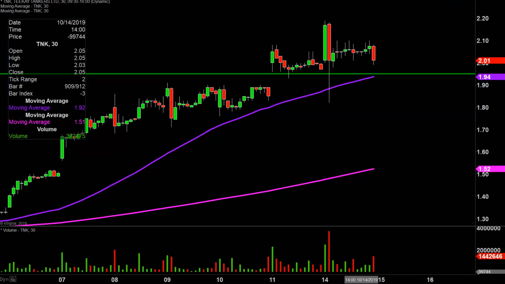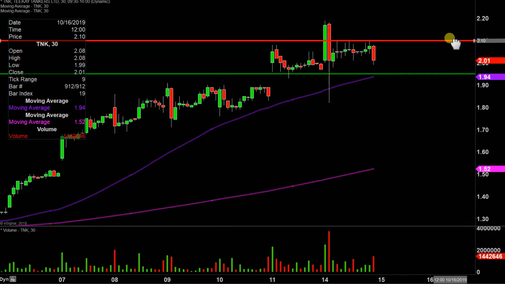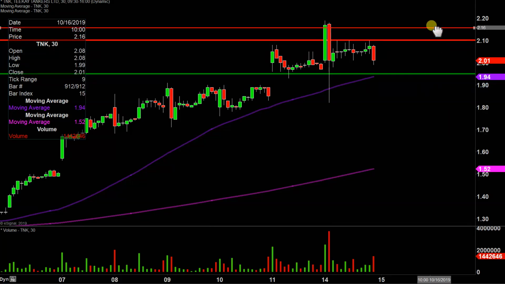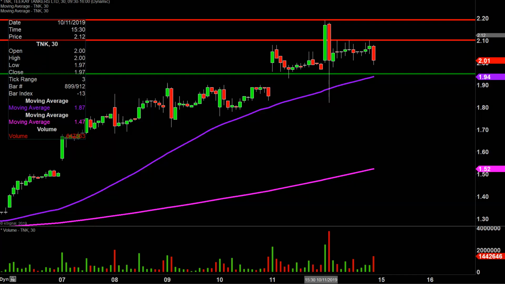What about levels of resistance going forward? The initial area of resistance to keep an eye on is right up here at $2.10. I'm not going to count the number of times, but several times price got rejected from that area this afternoon, after the price fell back below it. So in the very near term, $2.10 is going to be that first key hurdle that needs to be crossed. If the price can push up through there, then the next key level is simply where the price got rejected from today, and that's up there at $2.20.